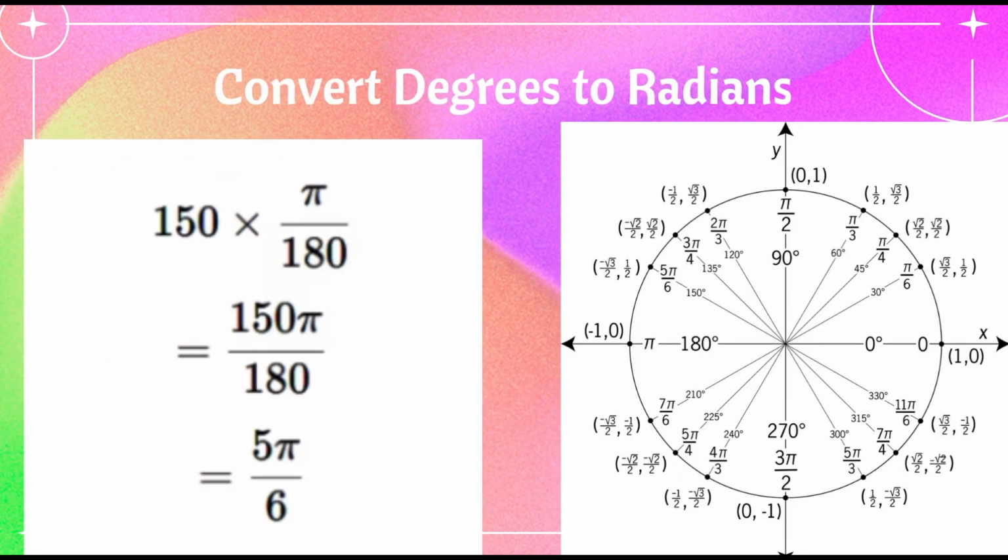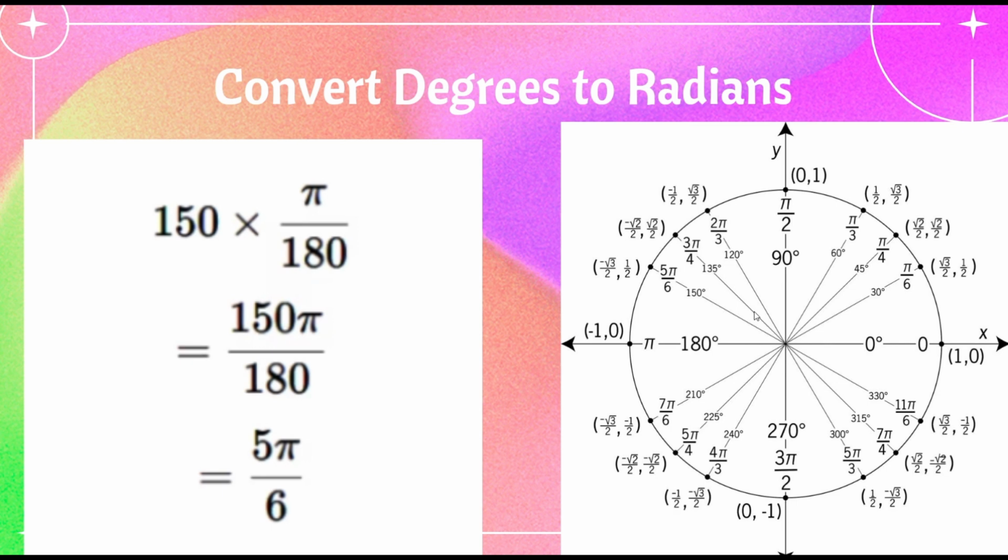Let's convert 150 degrees into radians. Since we're converting from degrees to radians, we multiply 150 by the conversion factor pi over 180, using the degree to radian formula. Next, we can multiply the numerator, giving us 150 pi over 180. Then we can simplify the fraction, because 150 and 180 are both divisible by 30. So by dividing both the numerator and denominator by 30, we simplify and obtain 5 pi over 6. Therefore, 150 degrees is equivalent to 5 pi over 6 radians.